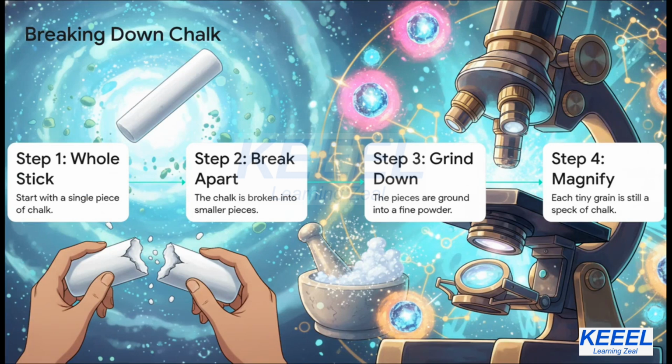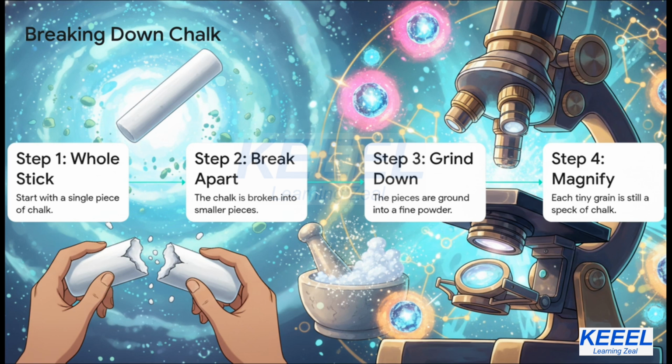We start with a whole stick. Now, we can snap it in half. What do we have? Two smaller pieces of chalk, right? It's still chalk. Now, what if we take those pieces and we grind them down, crush them into a really, really fine powder? If you could look at one of those tiny specks of dust under a microscope, you'd find it's still chalk. All we've done is change its size. We haven't changed what it fundamentally is.